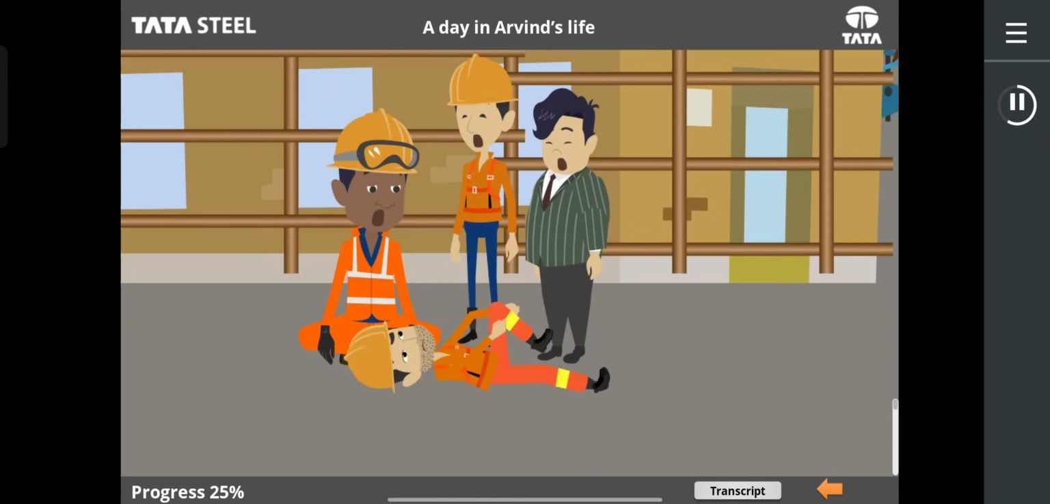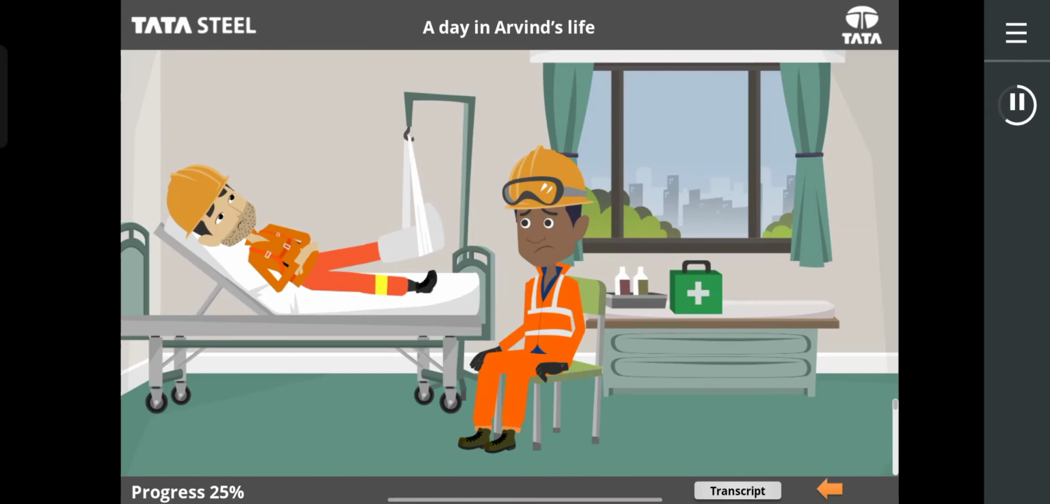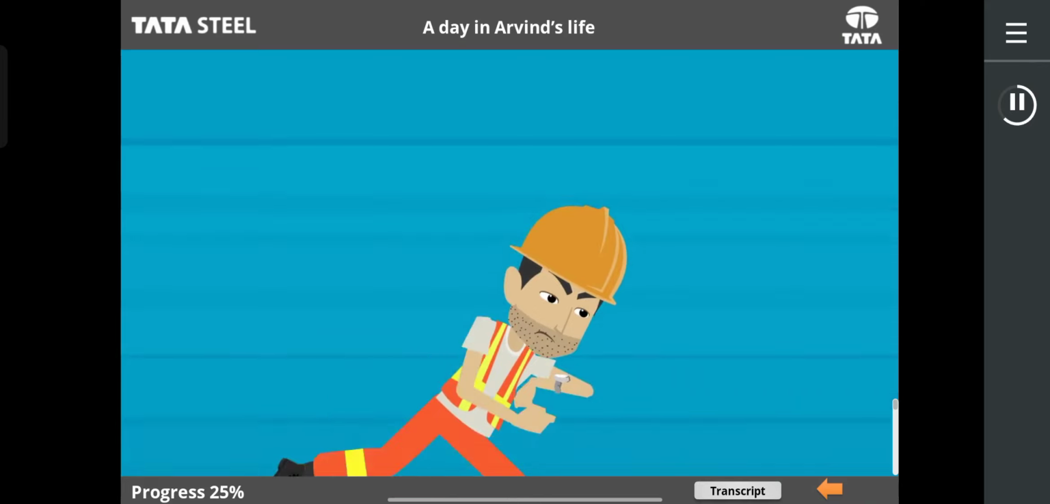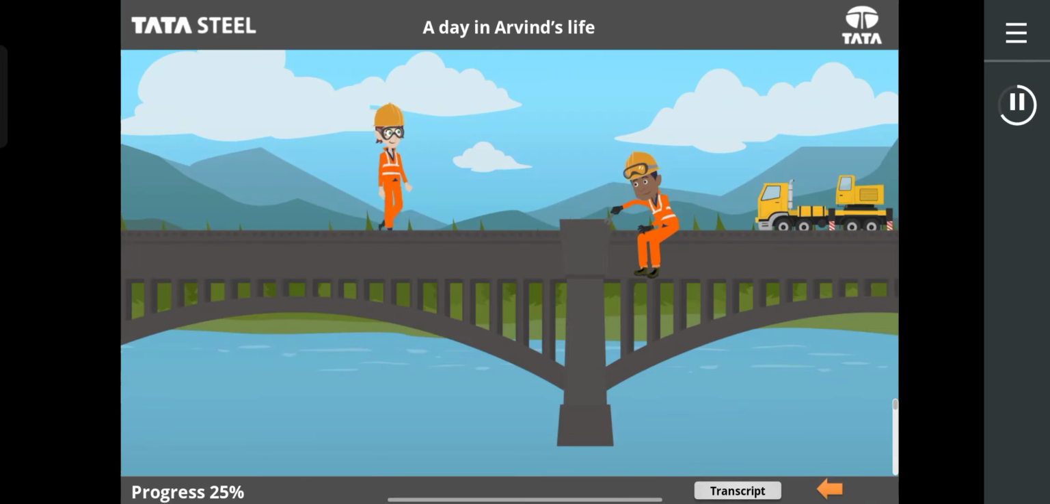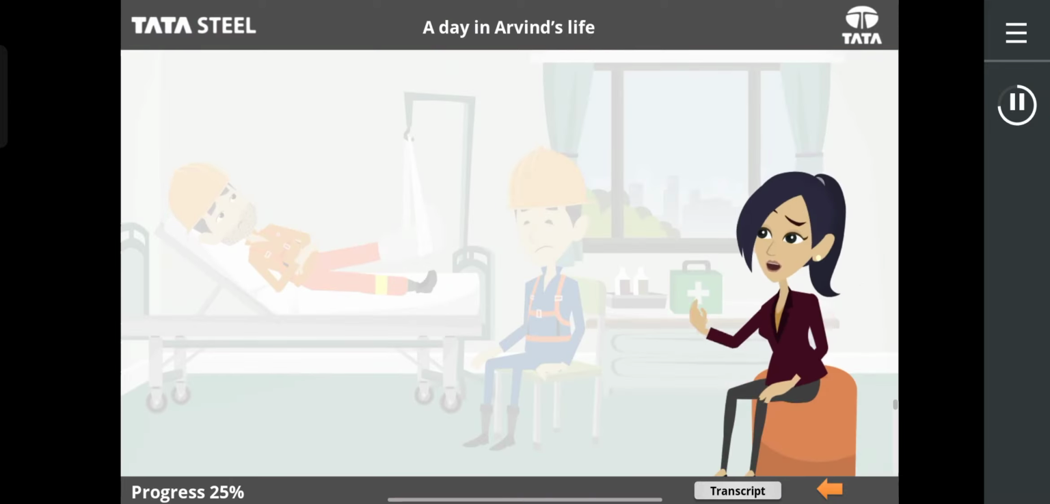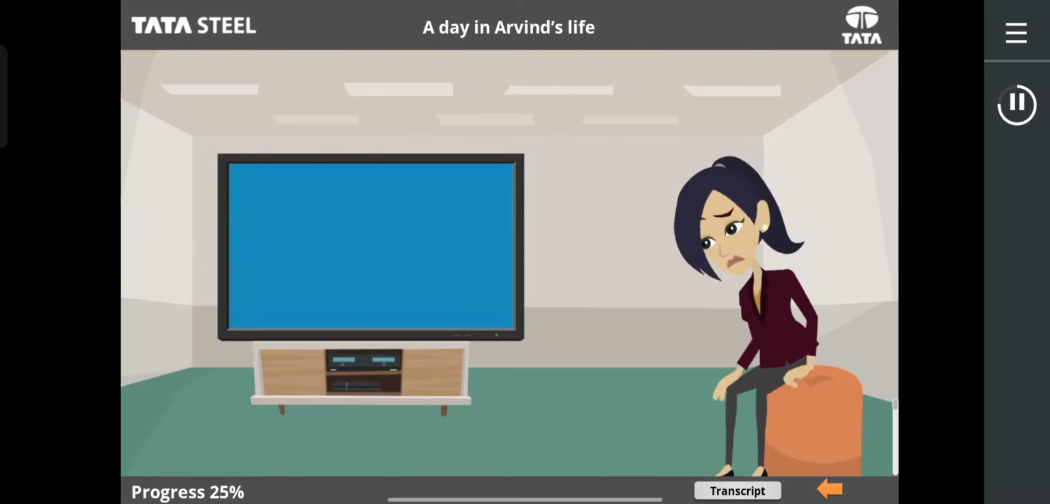Why did the accident happen? Irwin, in a hurry, had failed to fasten the safety belt of his harness. Now, let us look at his scenario where a worker is walking at a height without a safety belt. Don't you agree that it can be dangerous?